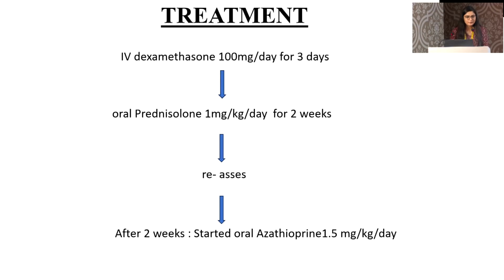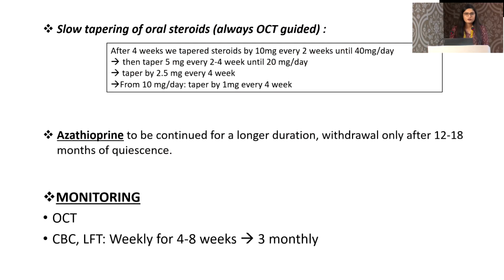So the patient was started immediately on IV dexamethasone for 3 days and then switched to oral prednisolone 1 mg per kg per day for the next 2 weeks. After 2 weeks, we reassessed the patient and started her on oral azathioprine. Then we continued both steroids and azathioprine. Slow tapering of oral steroids was done, always under OCT guidance. Azathioprine was maintained at the same dose for a longer duration. Withdrawal is only after 12 to 18 months of quiescence. We continued monitoring with OCT scans, and CBC and LFT for azathioprine.